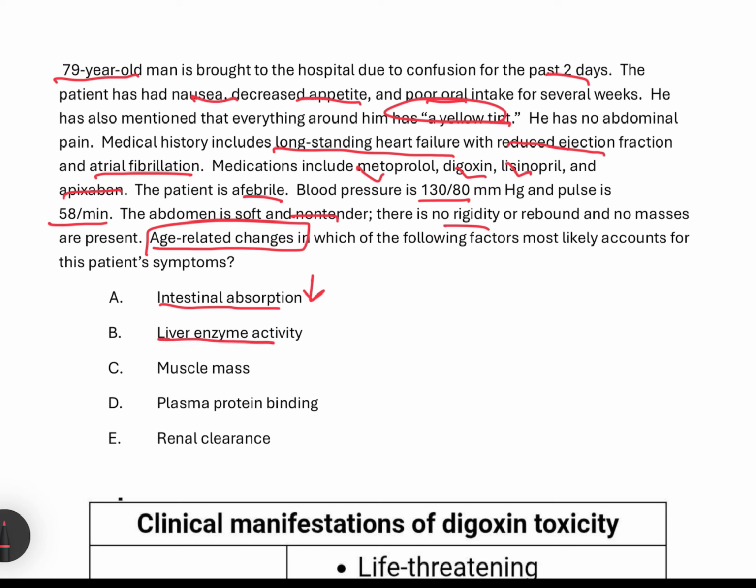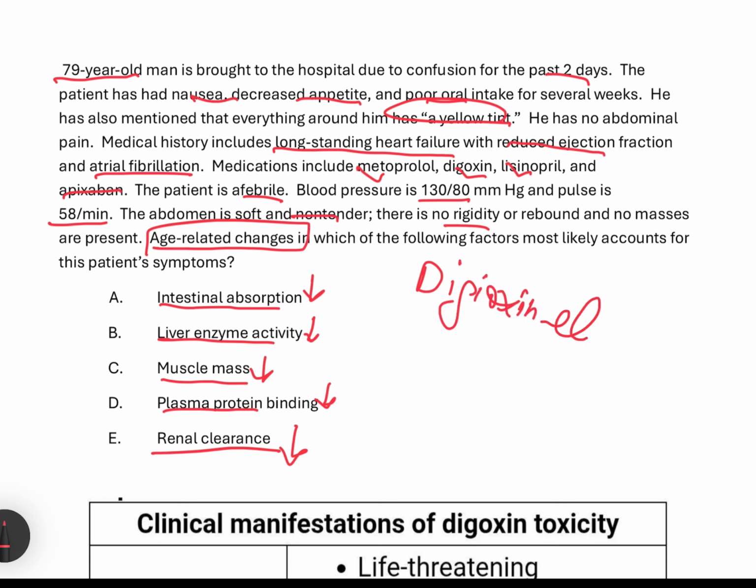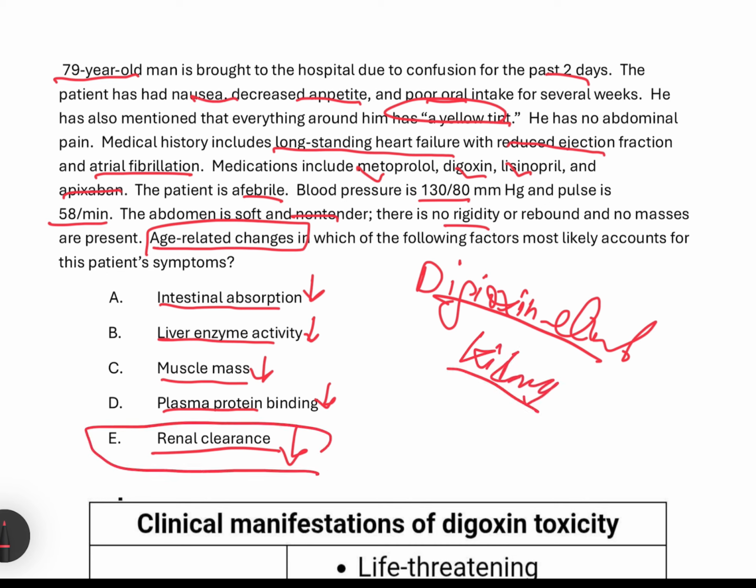Liver enzyme activity decreases. Muscle mass decreases. Plasma protein binding will be decreased because liver function will be decreased, and renal clearance will also decrease. All the symptoms she is showing are a digoxin toxicity, and you know digoxin is eliminated from the body by the kidney. So due to decreased renal clearance, these symptoms are coming.